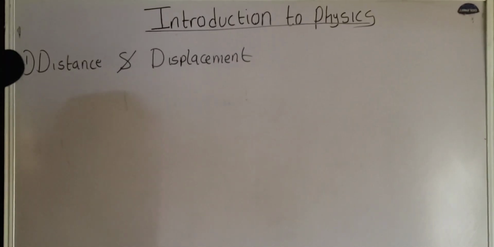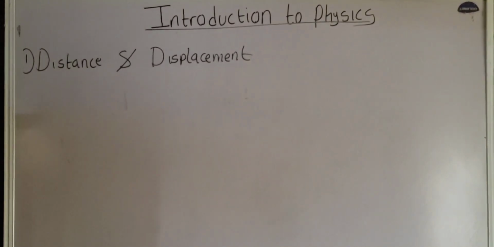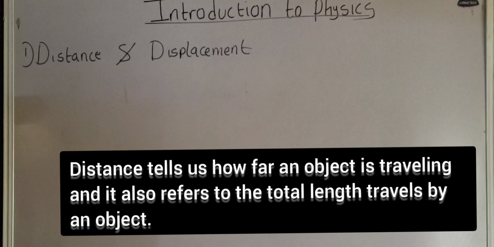Distance talks about how far an object is traveling. You understand? Distance refers to the total length traveled by an object. That is what is meant by distance.